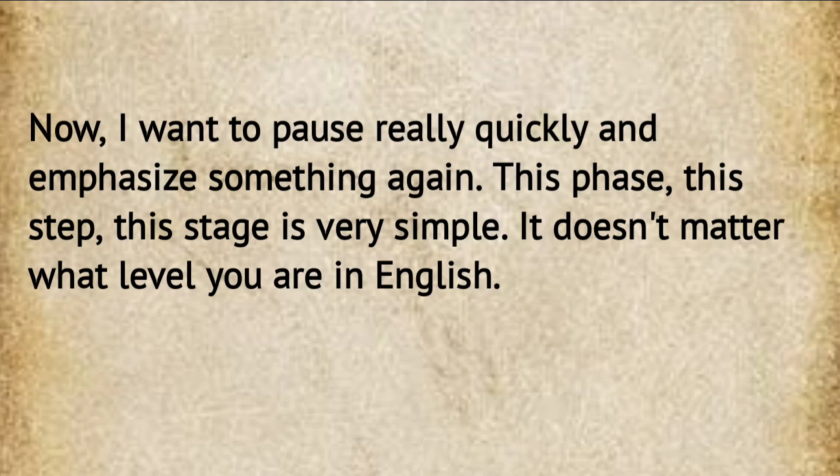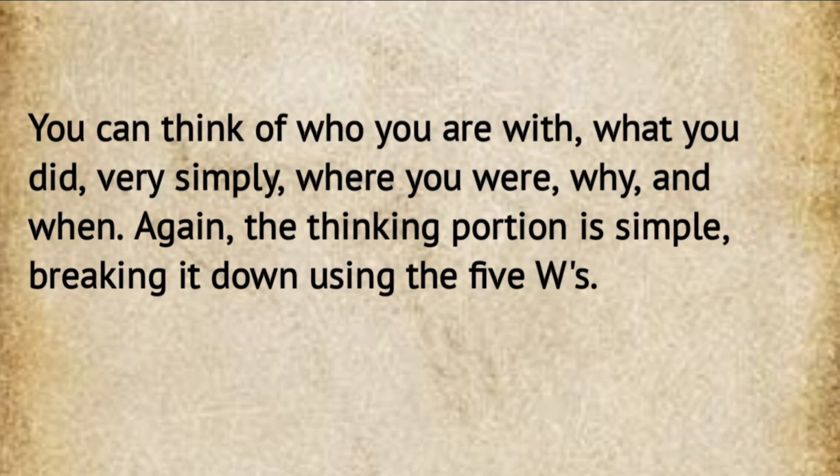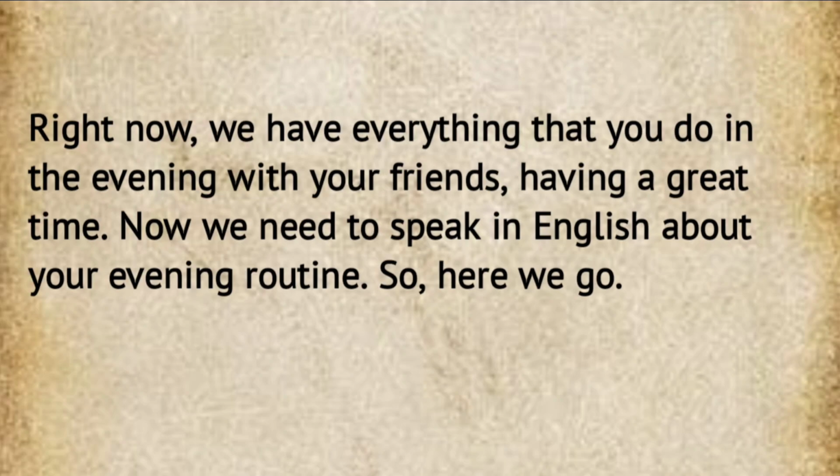Now I want to pause really quickly and emphasize something again. This phase, this step, this stage is very simple. It doesn't matter what level you are in English, you can think of who you are with, what you did, where you were, why and when. Again, the thinking portion is simple, breaking it down using the 5 W's. Right now, we have everything that you do in the evening with your friends having a great time. Now we need to speak in English about your evening routine.